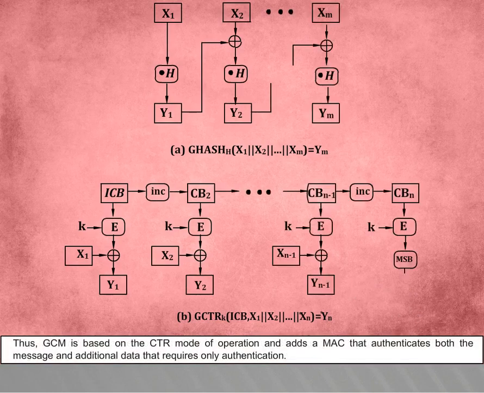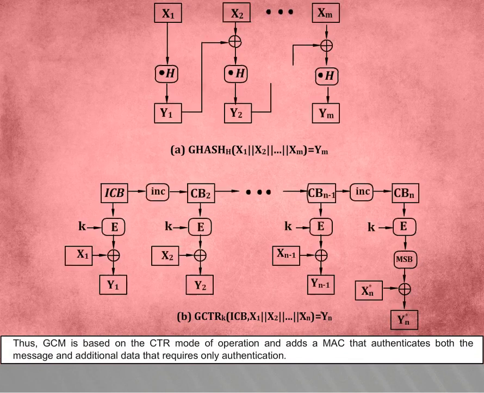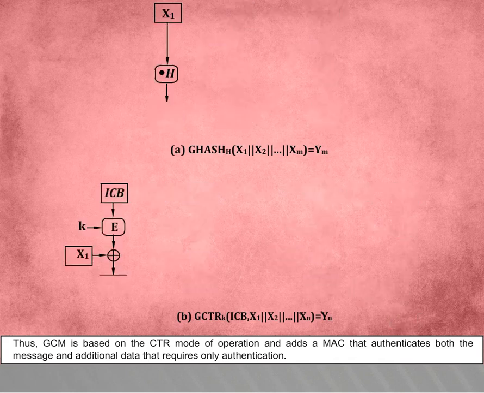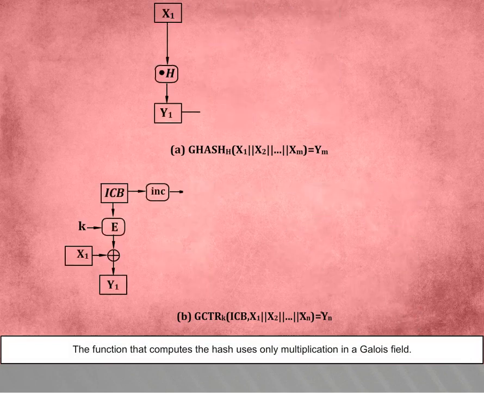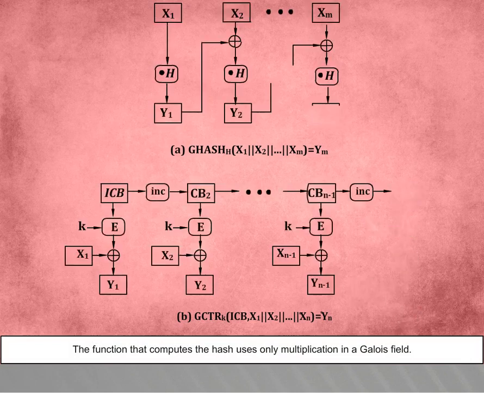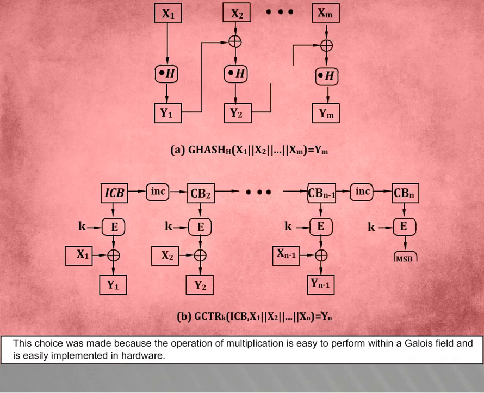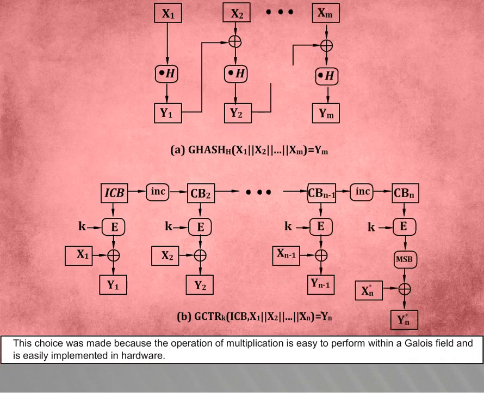Thus, GCM is based on the CTR mode, that is, counter mode of operation, and adds a MAC that authenticates both the message and additional data that requires only authentication. The function that computes the hash uses only multiplication in a Galois field. This choice was made because the operation of multiplication is easy to perform within a Galois field and is easily implemented in hardware.